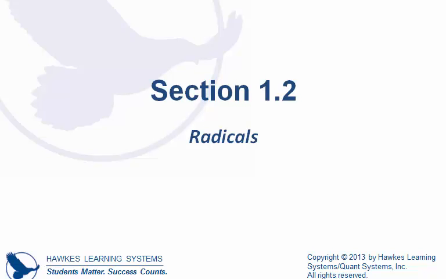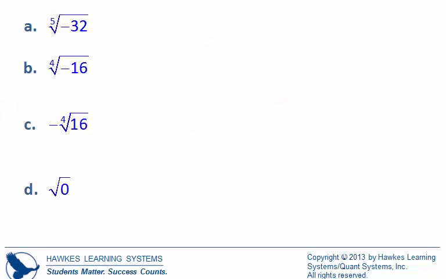We're now going to review some properties of radicals. We're going to start with some basic examples to help us remember the rules. Our first example asks us to find the fifth root of negative 32.